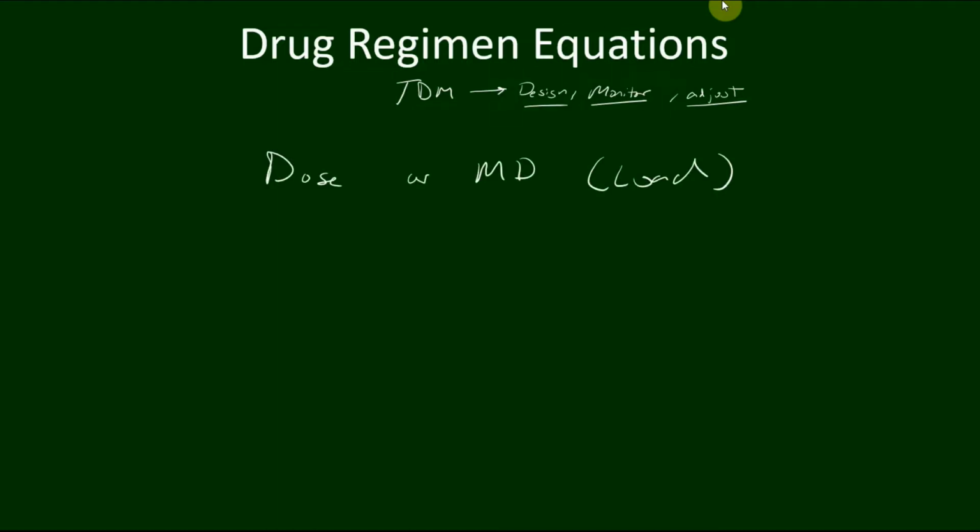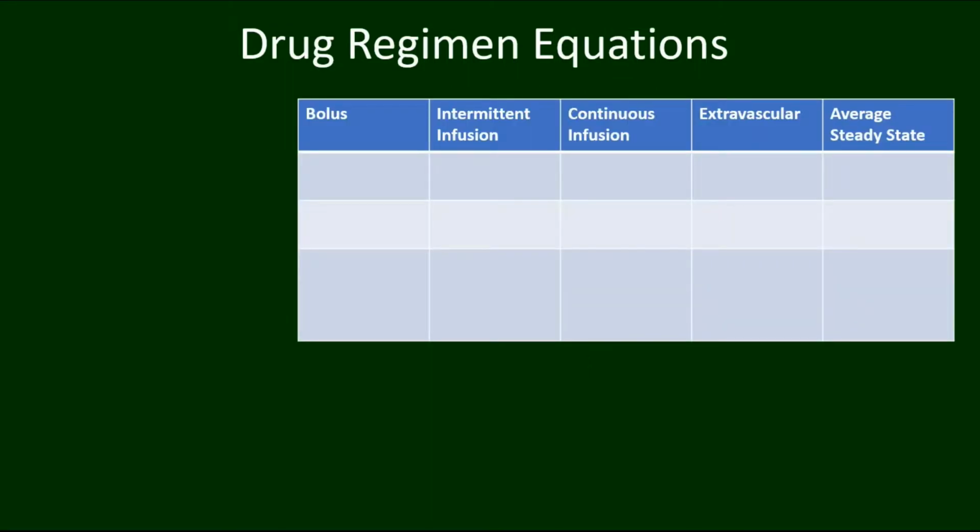a dose or a maintenance dose, including loading doses. And then the other part is interval or frequency. So in order to calculate a drug regimen, we have to calculate a dose or a maintenance dose or loading dose, if that's what we're doing, and an interval or frequency as applicable to that scenario. So let's start to get into these drug regimen equations.